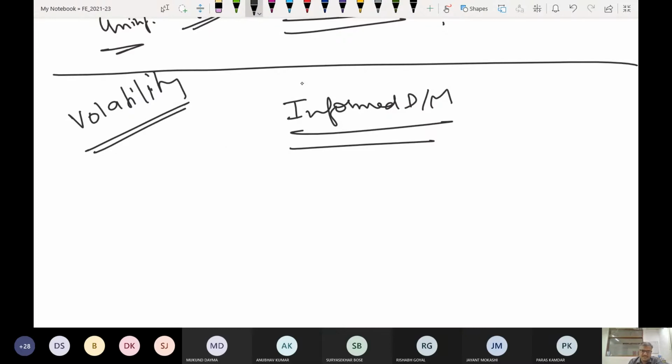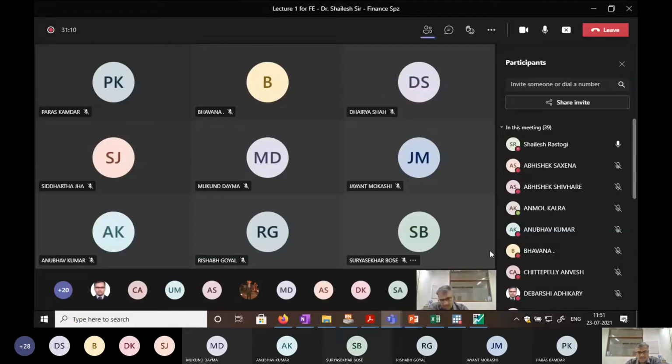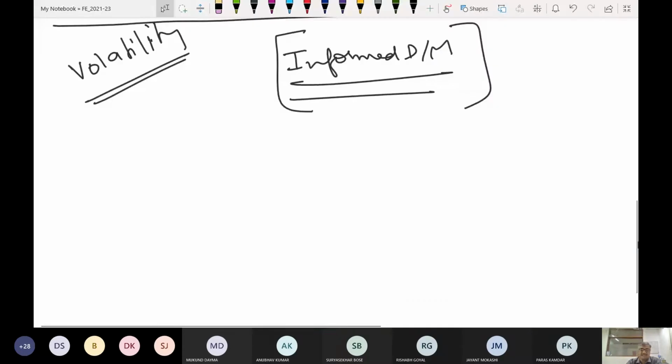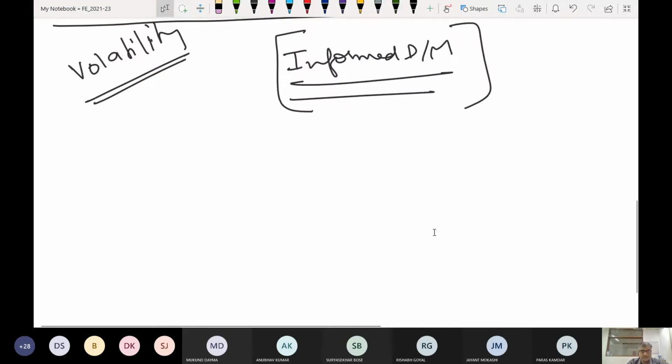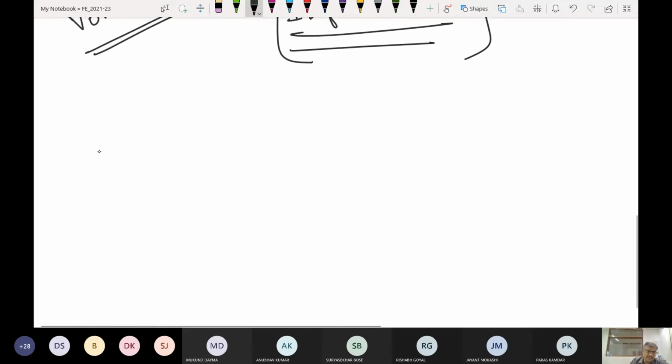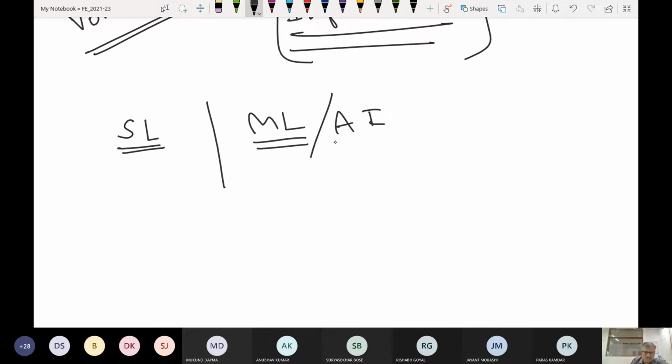So what I am saying is that informed decision making is very important. Now the question is how people become informed. How can people take informed decisions? So we need certain areas, certain courses, certain knowledge which help people take more informed decisions. And I'll divide this informed decision making into statistical learning, I'm calling it SL, so that you can understand and compare it with machine learning. And I'm putting artificial intelligence together.